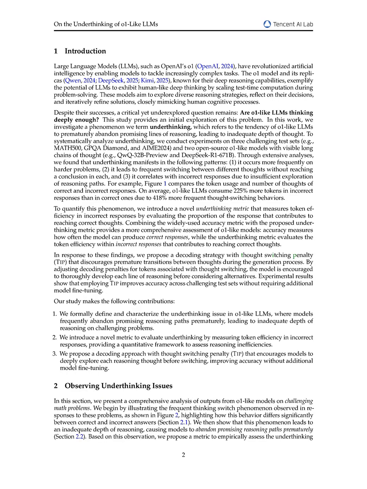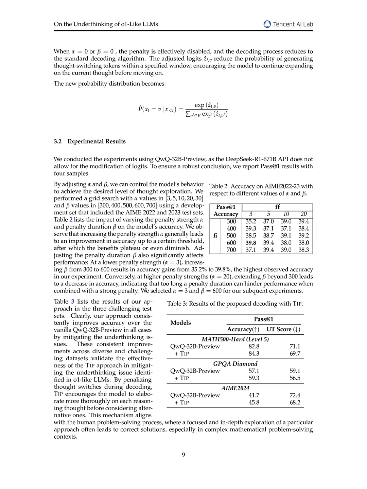These results suggest that by discouraging premature thought switching, models are encouraged to explore reasoning paths more thoroughly, leading to better problem-solving outcomes. Furthermore, our analysis revealed that underthinking is characterized by the model's tendency to abandon promising reasoning paths, which TIP addresses by promoting deeper engagement with initial thoughts. Overall, these findings underscore the importance of refining cognitive processes in AI systems to enhance their reasoning efficiency and accuracy, particularly in complex problem-solving scenarios.